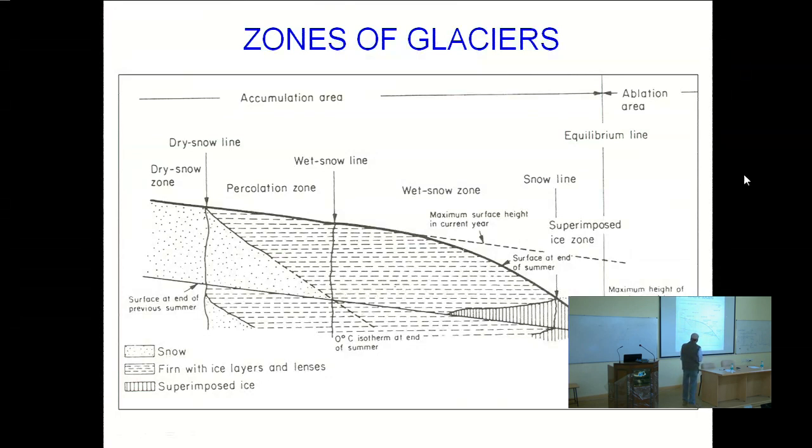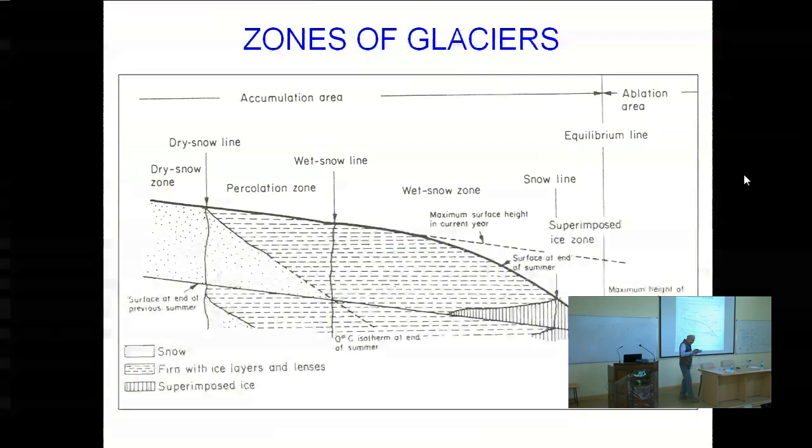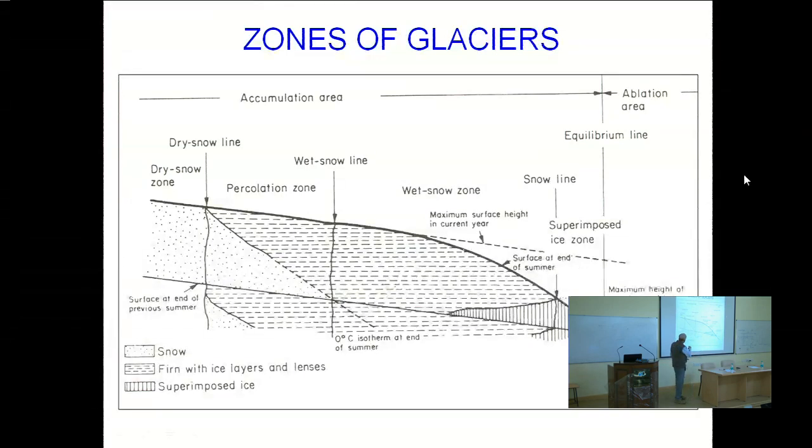It is important because when you look from a satellite, you are not going to see whatever is happening at the bottom. In the cross section, you are going to see only the surface. So the important question is whether we will be able to identify these lines, the dry snow line and the wet snow line. And as we move down the line, you will have a significant wet snow zone.